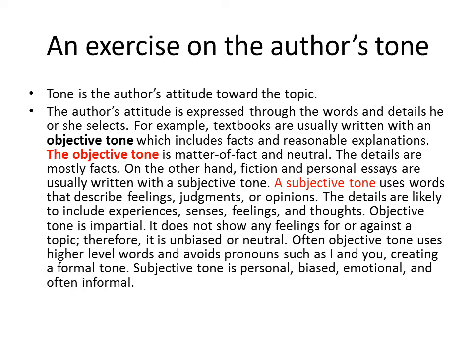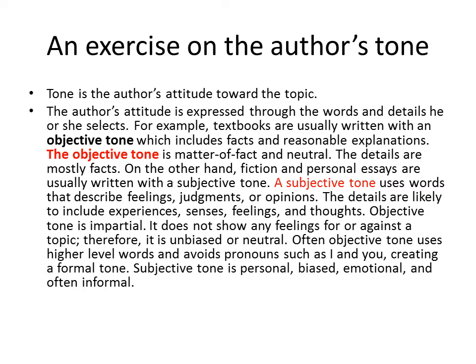A subjective tone uses words that describe feelings, judgments, or opinions. Like, for example, an article or a story. For example, when somebody writes about something to express his opinion, it's called a subjective tone. Objective tone is impartial. It does not show any feelings for or against a topic. Therefore, it's unbiased or neutral. Often, objective tone uses higher level words and avoids pronouns such as I and you, creating a formal tone. Subjective tone is personal, biased, emotional, and often informal.